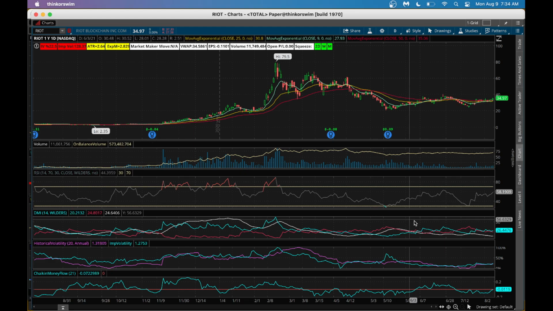And if you look at the DMI chart, right now there's a bullish crossover. The blue line is above the red line. That tells you there's a bullish crossover at this time, which is good. And volatility is pretty low right now. It's trying to inch up as we speak, but it's a good time to buy this stock here. And as you look at Chaikin money flow, smart money is now flowing into the stock. That's also a positive. So with that, the coast is clear for Riot Blockchain.